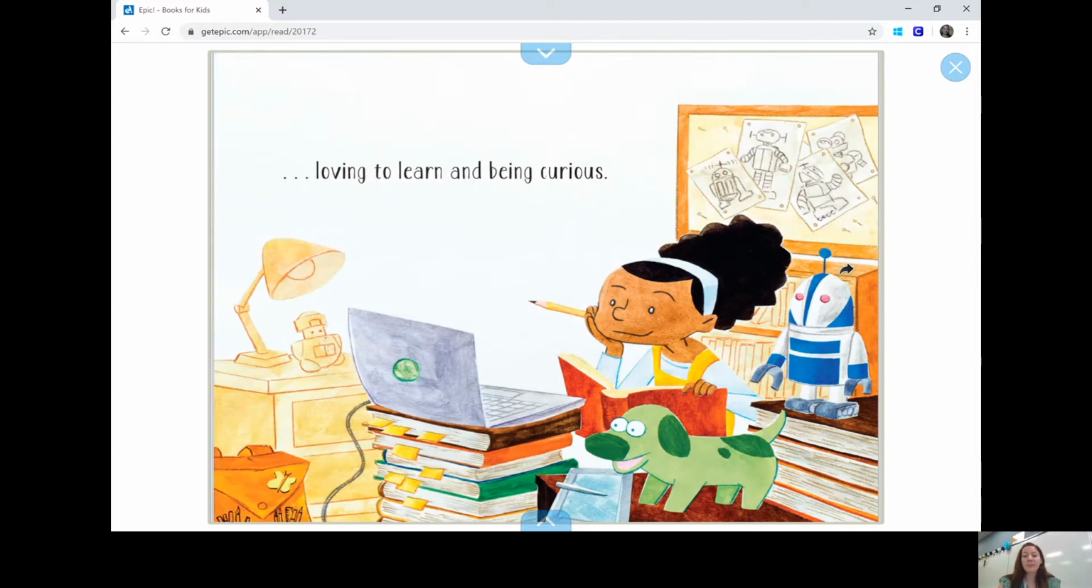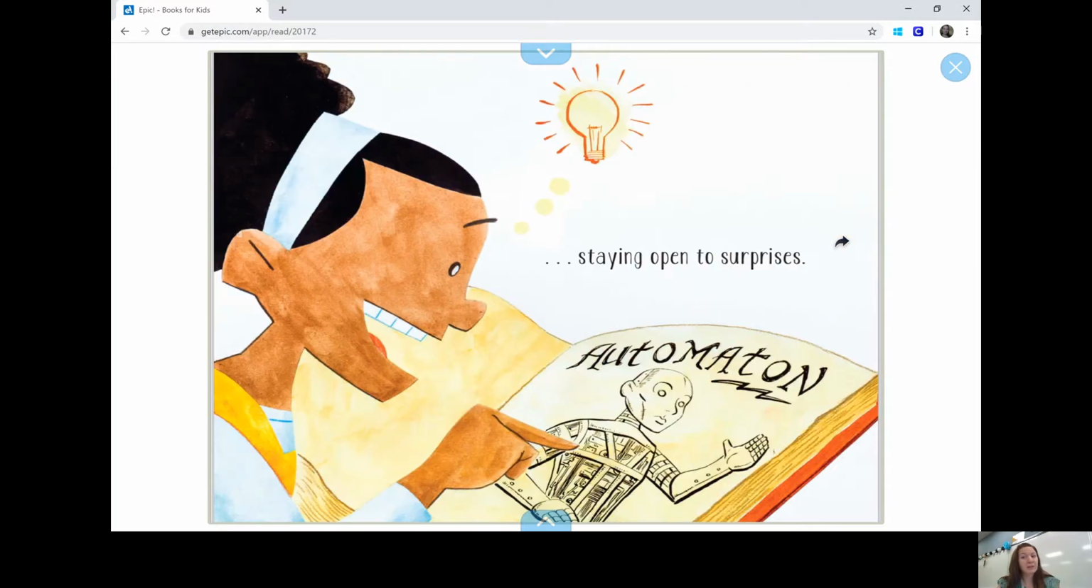Loving to learn and being curious. That is key, because if she didn't think about different ways to wash that dog, she wouldn't even want to move forward with a dream, right? So you got to be curious. Staying open to surprises. So she found out some new information and she's thinking, aha, I have an idea.